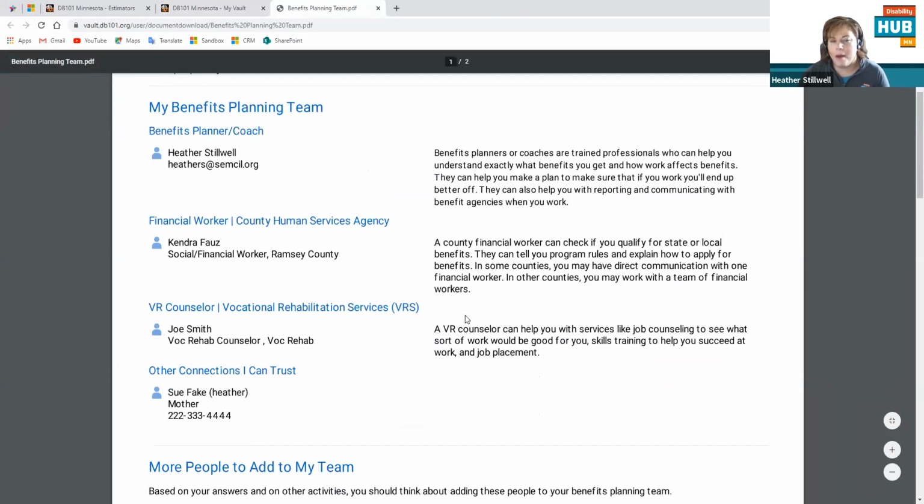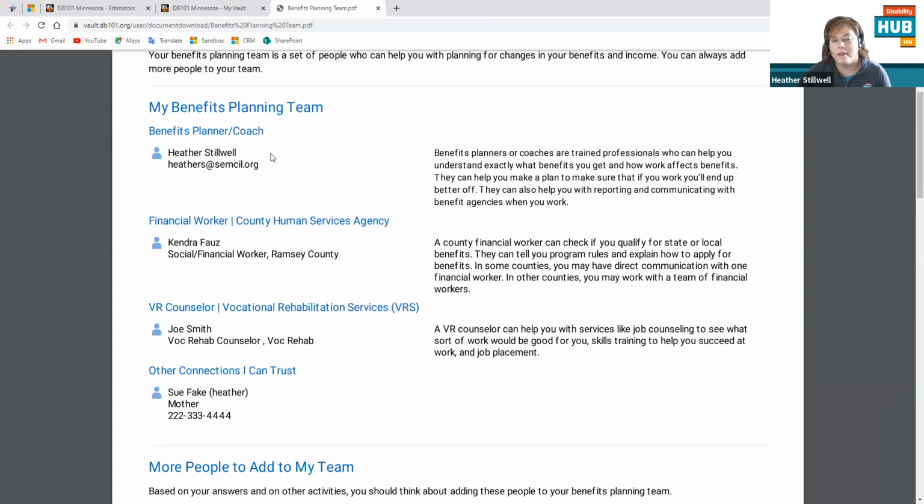Building a benefits team. I've gone in on this. This has my name, so I'm a benefit planner or coach. This person would have a financial worker at their county. They have a VR counselor that they work with, and they also have their mother listed as a person who they work with.